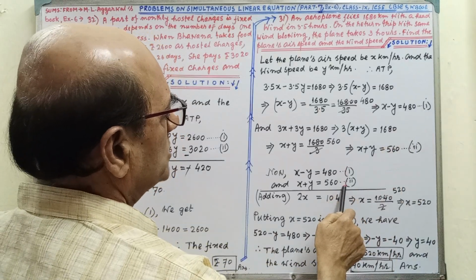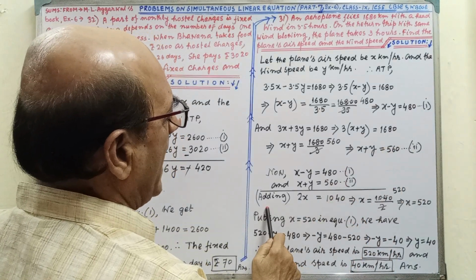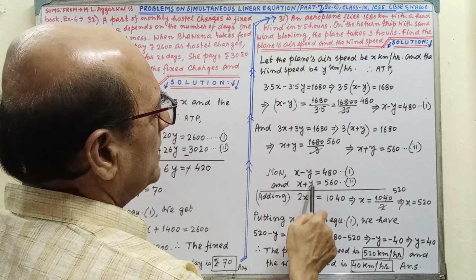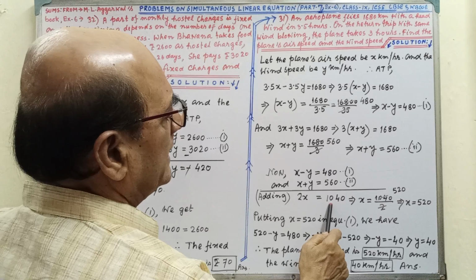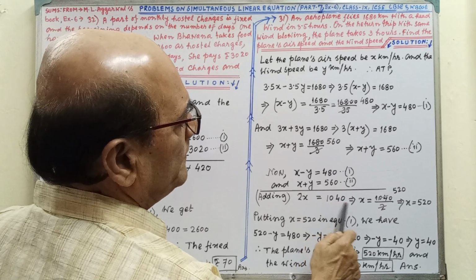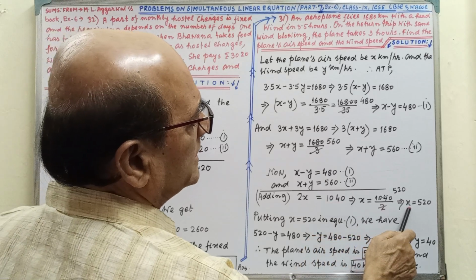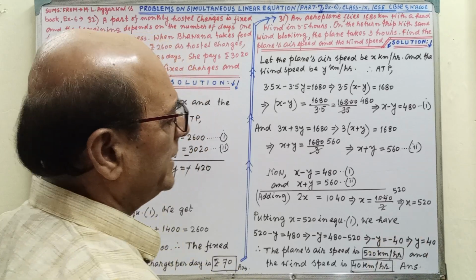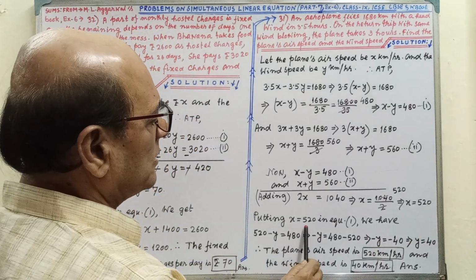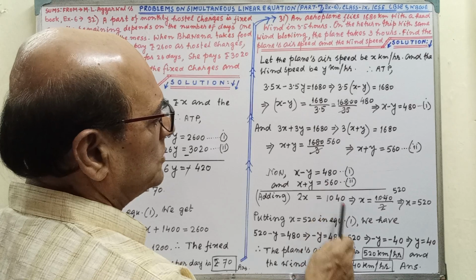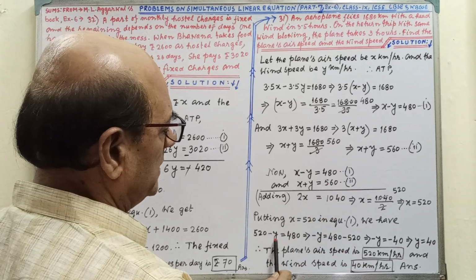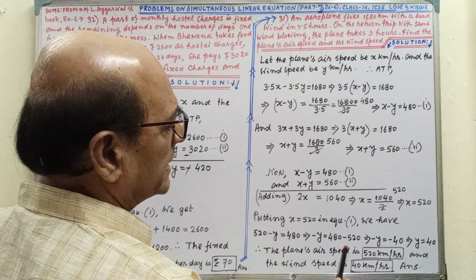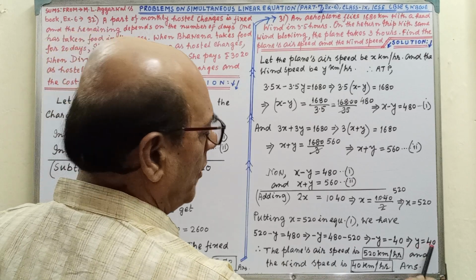After writing the equations in this way, by adding, minus y plus y will be cancelled, then 2x equals, by adding, 1040. By simplifying we get the value of x, that is 520. Putting x equal to 520 in equation 1, and simplifying, we get the value of y, 40.